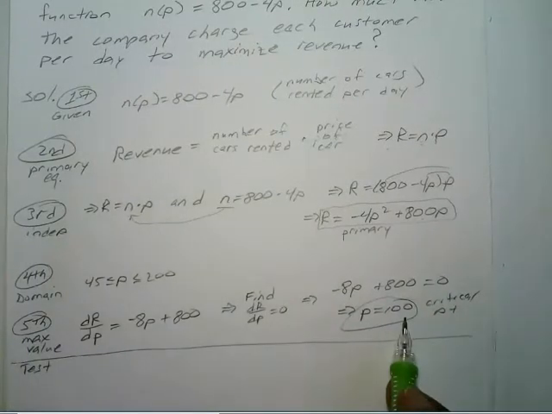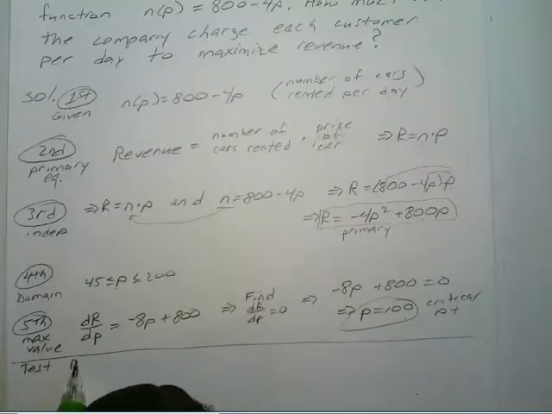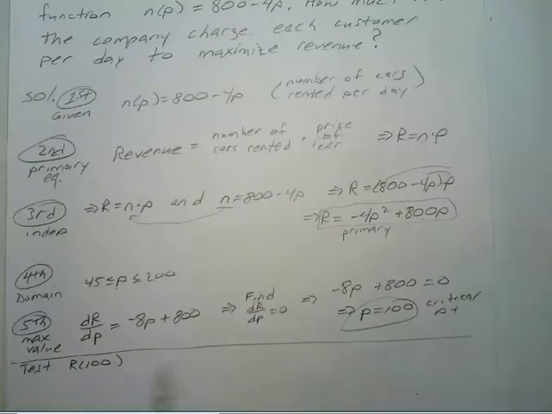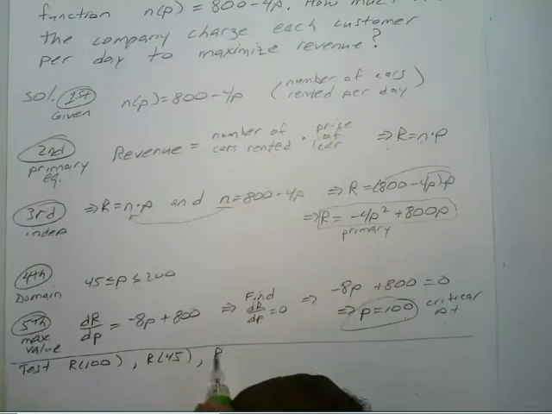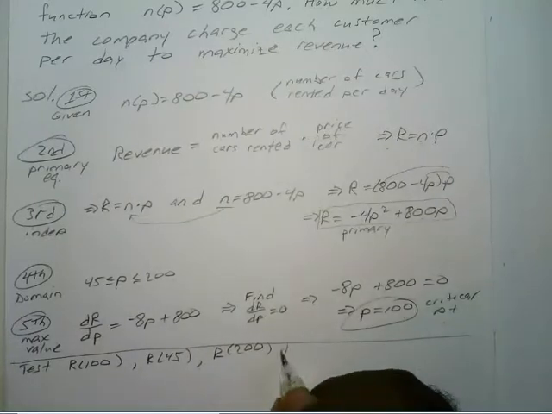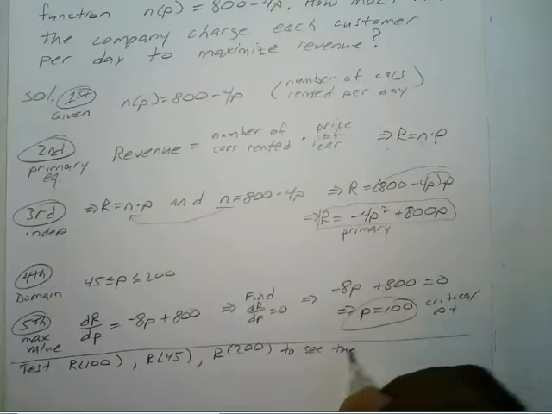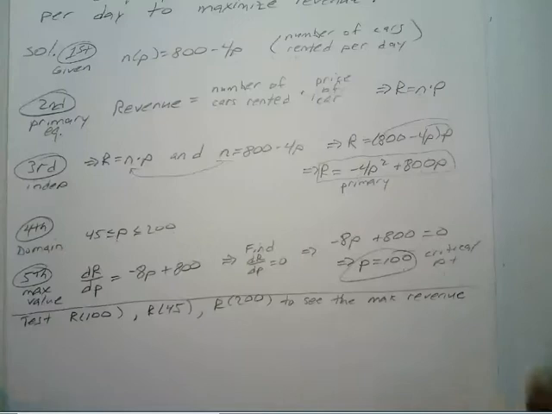Since that's our critical point, we're going to test both the endpoints and that critical point. So we have R of 100, which is that value, R of 45, and R of 200, to see the max revenue. Because you may think, oh, if you just charge 200 bucks each, you'll make more money. Not necessarily.